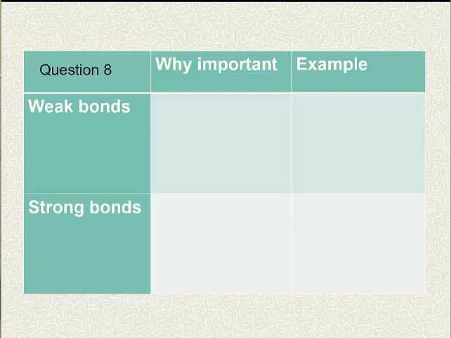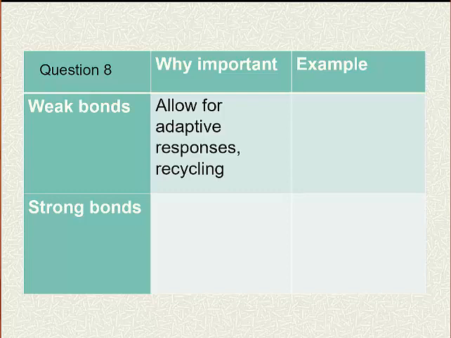Why do some bonds need to be strong and others weak? Weak bonds allow for change, for adaptive responses, for recycling. Examples are bonds between odor molecules and smell receptors, and then the endorphins we just talked about. Just imagine that you would have a smelly particle stuck in your nose forever.